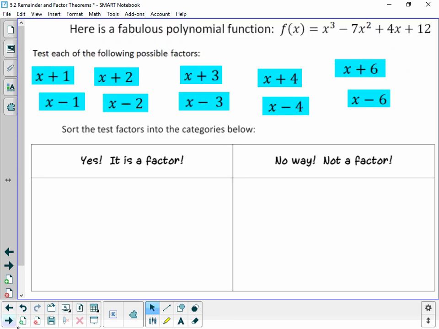So in class I had them do this activity. Polynomial f of x is given there. We tested each of the factors to see if we could try to find which one of those were factors of the polynomial. It might be a good activity for you to try.